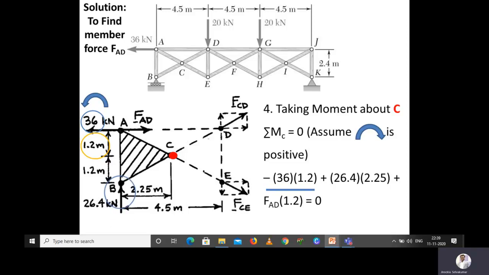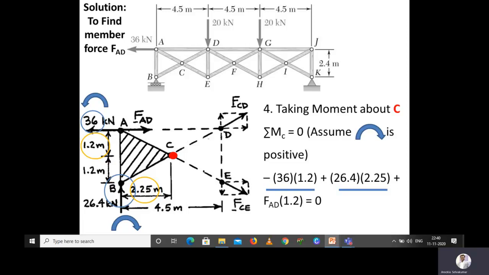Next, with respect to point C, the next force is at point B, that is 26.4 kilonewton. This force acts at a distance of 2.25 meter from point C. So this force makes the truss rotate in the clockwise direction with respect to point C, so we have to take it as positive. So plus 26.4 multiplied by 2.25 meter.